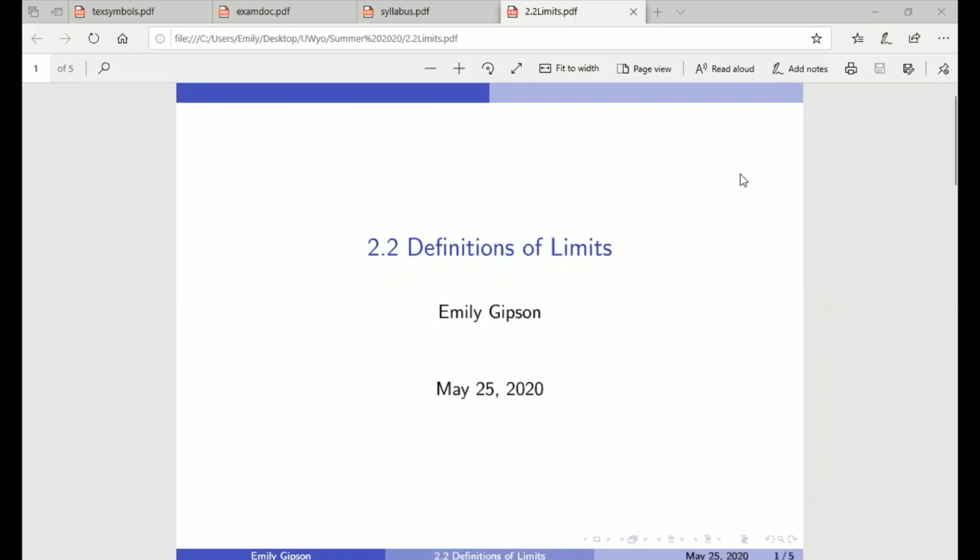To start, we're going to start with section 2.2 of the textbook that none of you have access to, but don't worry, I have access to it. And it's on the definition of limits. So if we're going to talk about definitions, let's go ahead and dive right in.